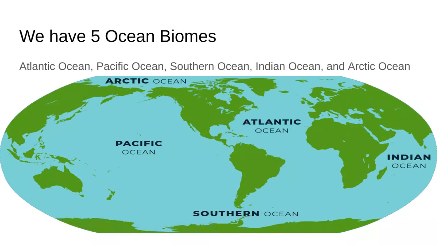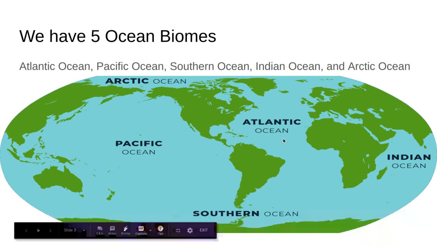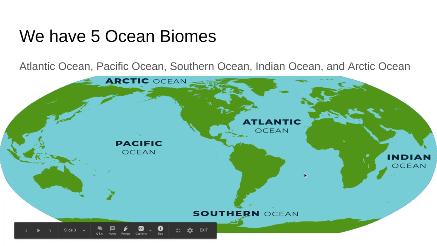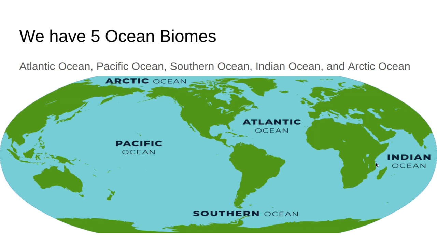We have 5 ocean biomes in the world. Atlantic Ocean, which is located between the North and South Americas and Europe and Africa. Pacific Ocean, which is located between America and the Asian continent, as well as Australia down here. Southern Ocean, which is by Antarctica, the South Pole. And the Indian Ocean, which is located around here between India and Africa. And the Arctic Ocean, which is in the North Pole.